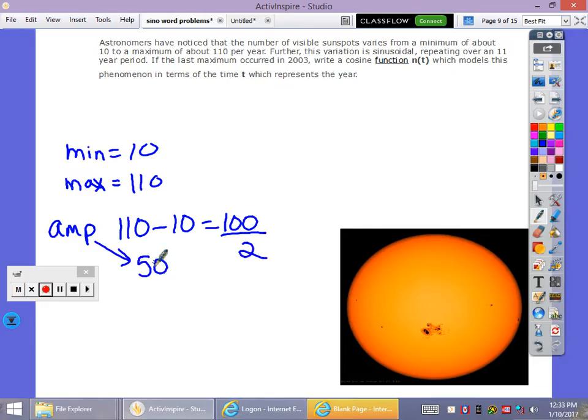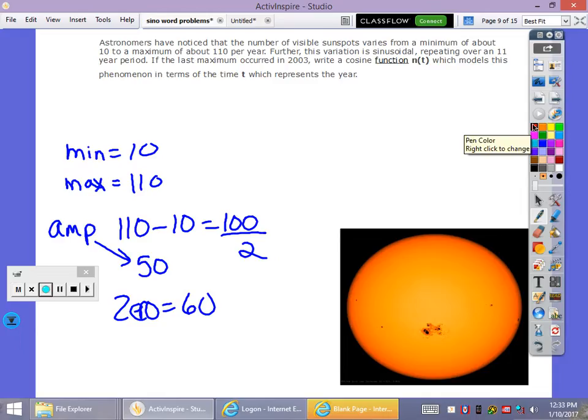Which way did you do it? Formula, or did you just do 10 plus 50? 10 plus 50 is 60. If you did it the formula way, it would have been 110 plus 10 is 120, divided by 2 is 60. Okay, so let's start writing an equation.